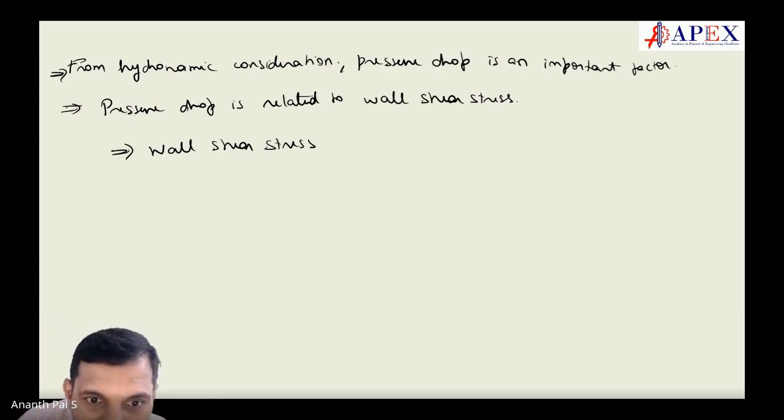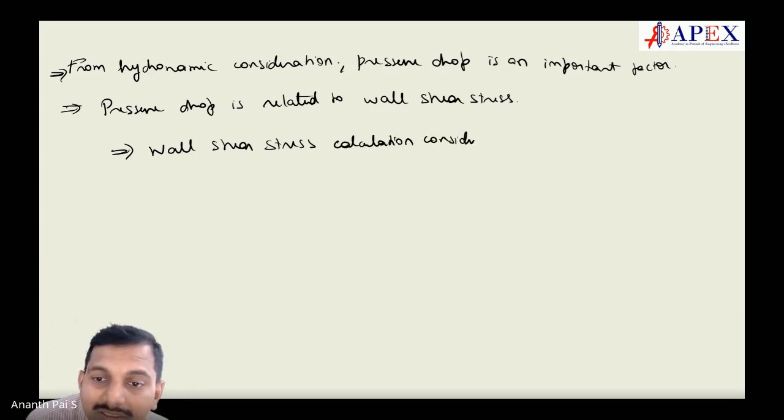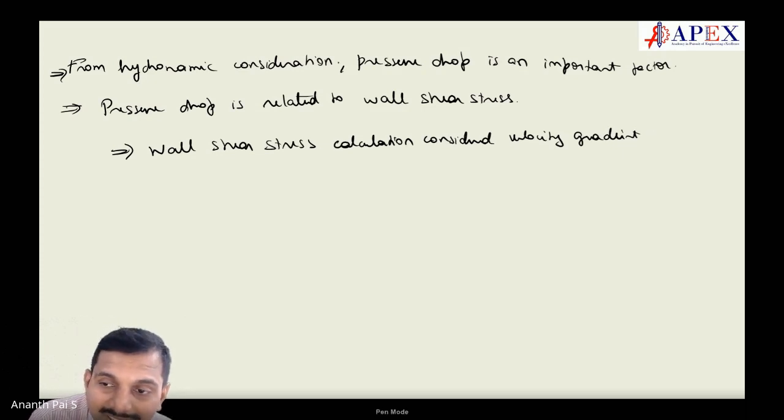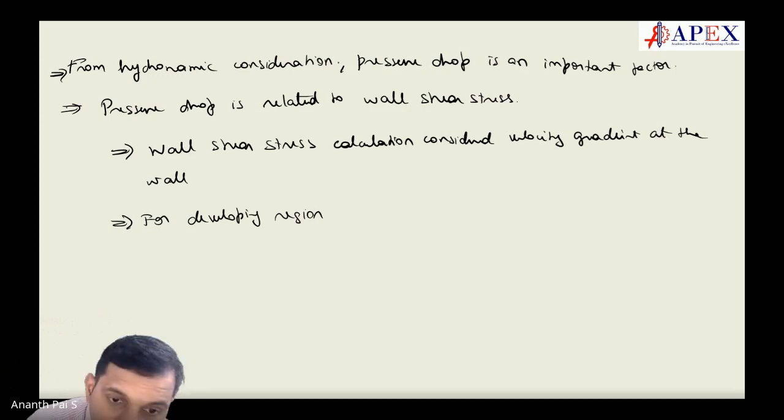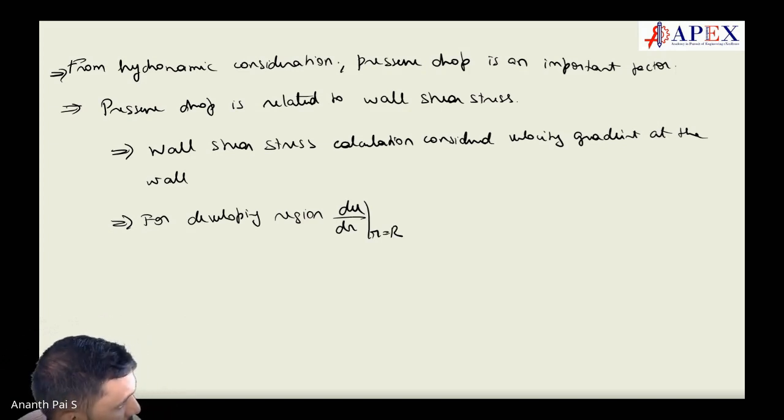Wall shear stress calculation considers the velocity gradient at the wall. Correct? Velocity gradient at the wall. For the developing region, du by dr at r equal to R, that is at the wall. At wall. Okay? At wall.